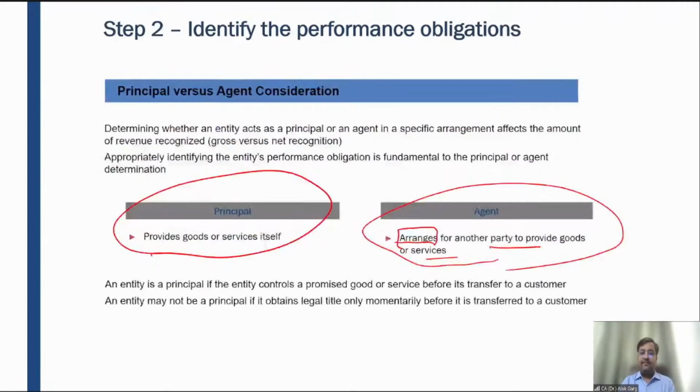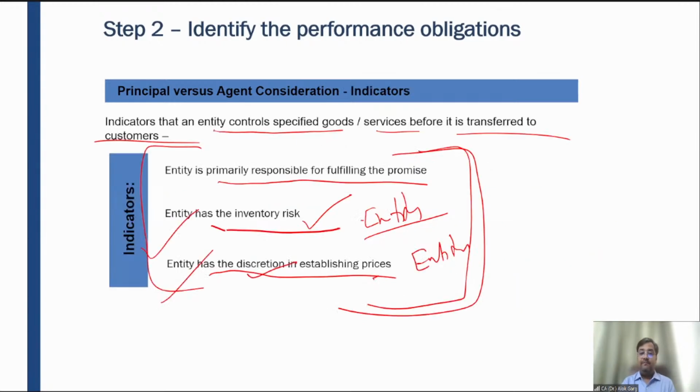Then we have also covered principal versus agent considerations, and we have discussed that in case of a principal, the principal has to recognize revenue on a gross basis. If it is an agent, the agent has to recognize revenue on a net basis, which is a commission income kind of thing, right? Who is a principal? A principal is an entity having the primary responsibility for fulfilling the promise. Then you will say, sir, MakeMyTrip. MakeMyTrip is not fulfilling the promise to fly the aircraft. MakeMyTrip never promised you to fly the aircraft, right?